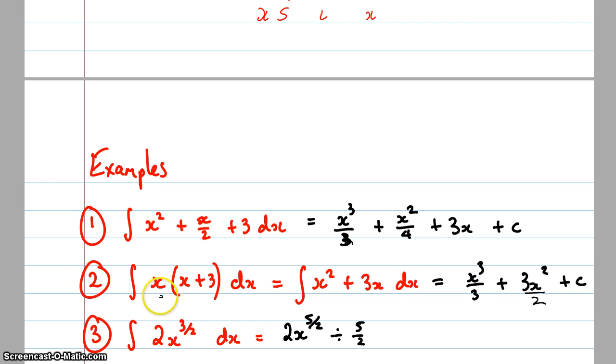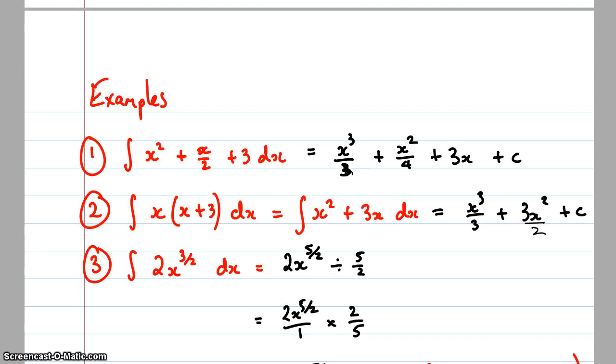For this one here, I've got x times x plus 3. And now I told you in the last video that you can't use the product rule for these kinds of questions. There's no other way of doing this other than expanding them first to be x squared plus 3x and then go from there. Okay, so this one would be add 1 to the power becomes x cubed on 3, and then 3x add 1 to the power becomes 3x squared on 2, and then you've got the plus c on the end as well.